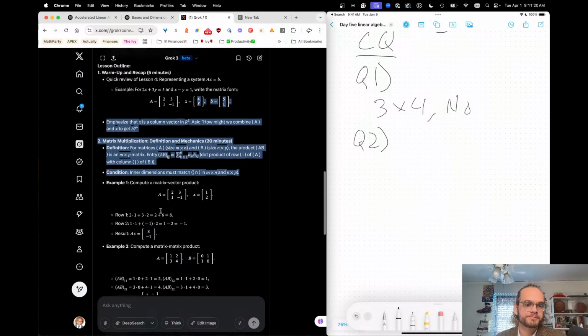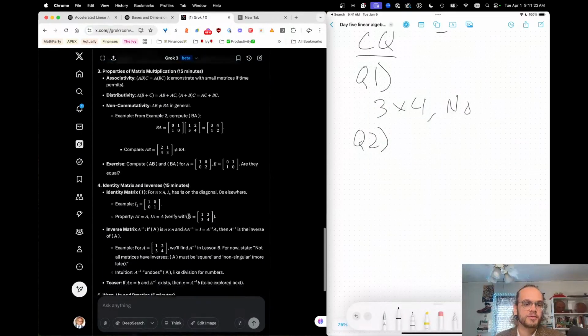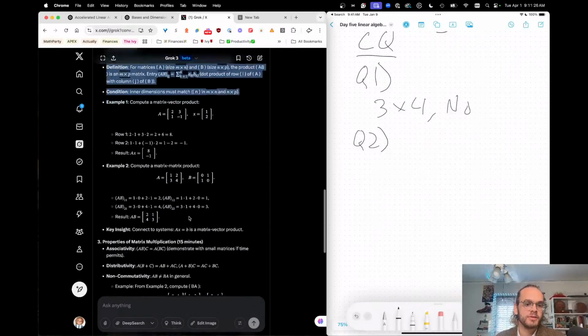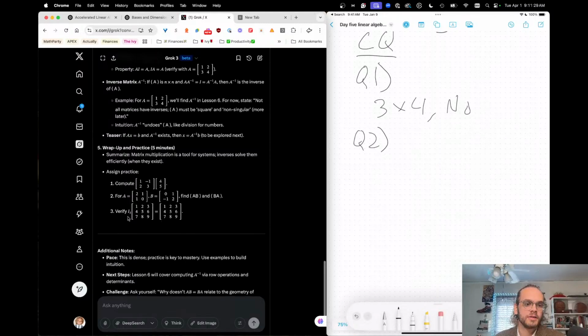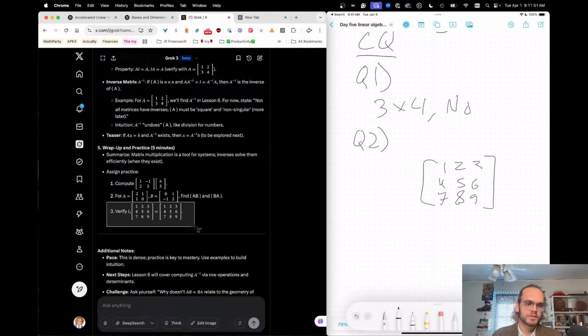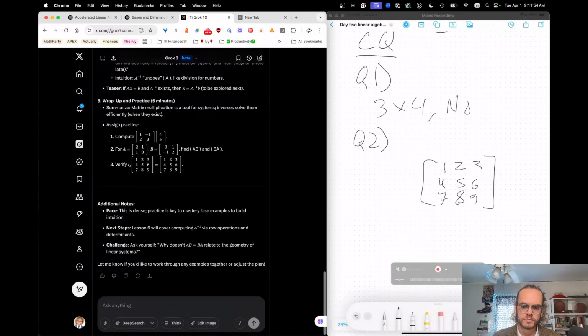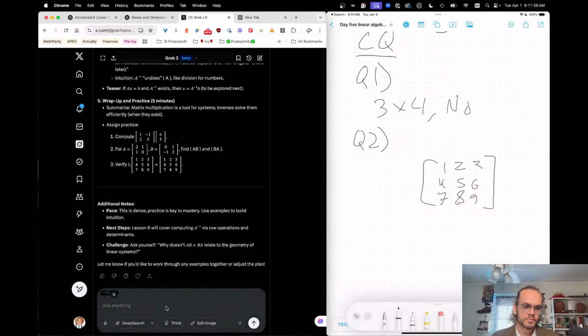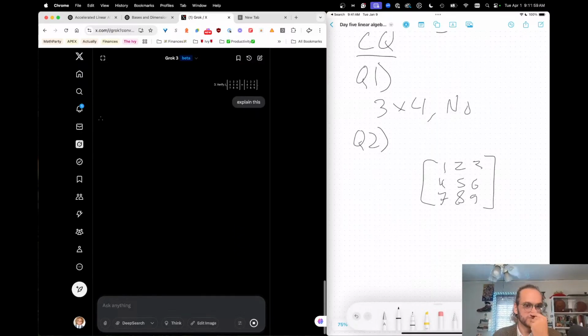So let's look at this. Where's that 3x3 matrix? I wanted to do the inverse of that 3x3. Yeah, verify. All right, so I'm going to go to this one. The inverse of 1, 2, 3, 4, 5, 6, 7, 8, 9. I'll just screenshot this. Explain this.